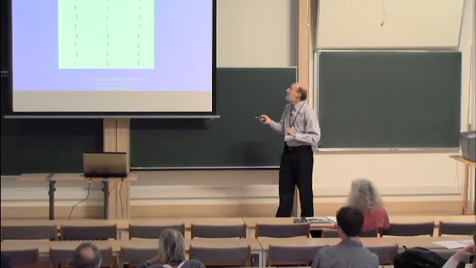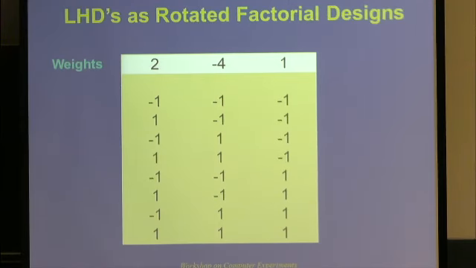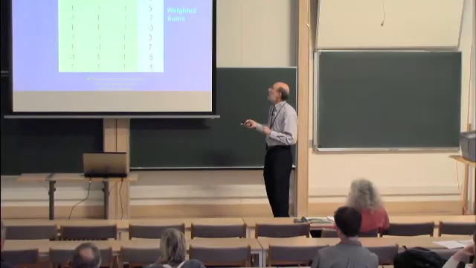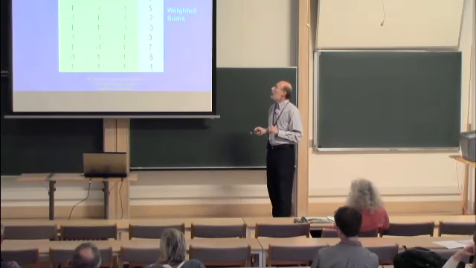That's fine. And now I'm just going to compute those weighted averages of the rows, and there are the weighted sums. You can see that what you get is exactly an arithmetic sequence of odd integers, just what you want for a Latin hypercube design. Okay, well, that's nice. I mean, you can generate one column like that.